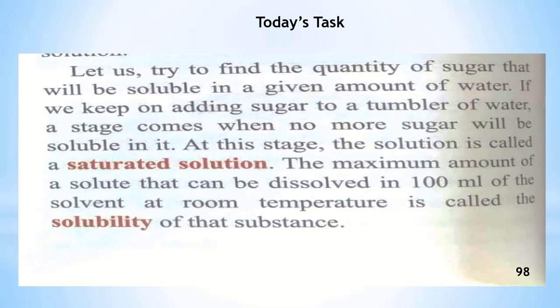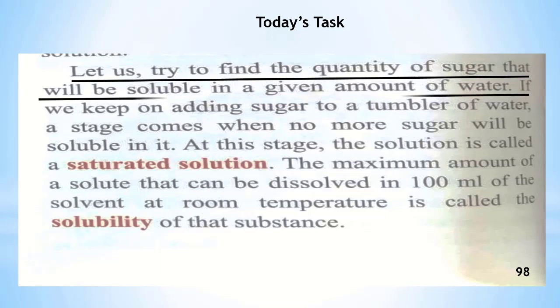All right, now let's try to find the quantity of sugar that will be soluble in a given amount of water. As we talk about solute and solvent, mixing these two things makes a solution. One was water, which we call the solvent, and the other was sugar, which we call the solute. Now we have to find out the quantity of sugar that will be soluble in a given amount of water. It can't be that if we have a glass of water, we add 5 kilos of sugar and it will dissolve. No, every one has its capacity.